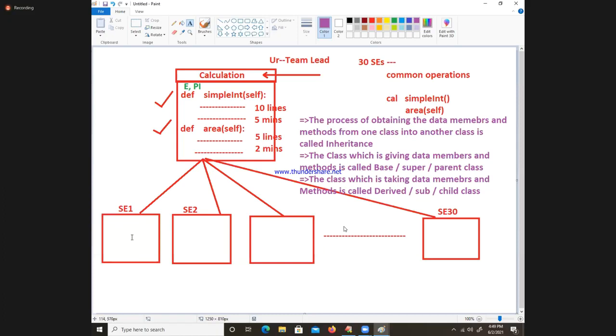You are not writing the code physically. Simple interest is available in SC1. Area is available in SC1, not taking any memory space, not writing the physical source code. You did not work for 60 years. You did not have it with you physically, but you have that money. Whenever you need that money, your parent will compulsorily give you. So that is known as what?